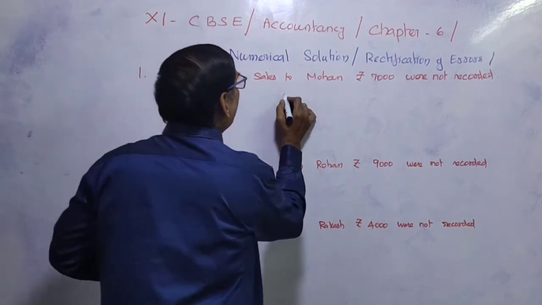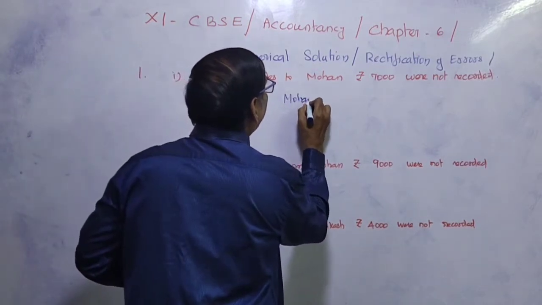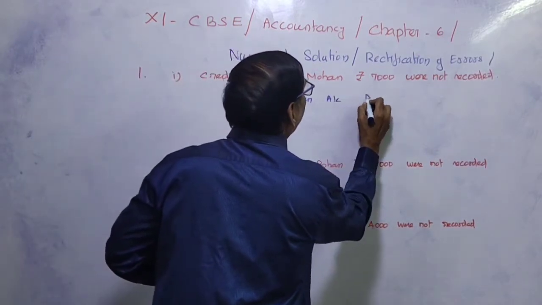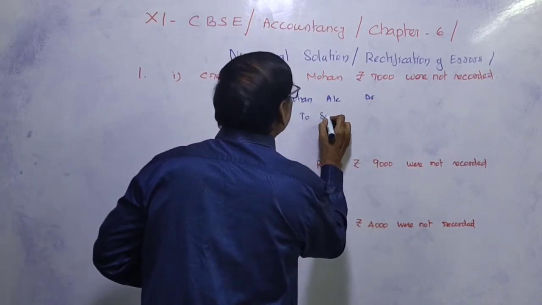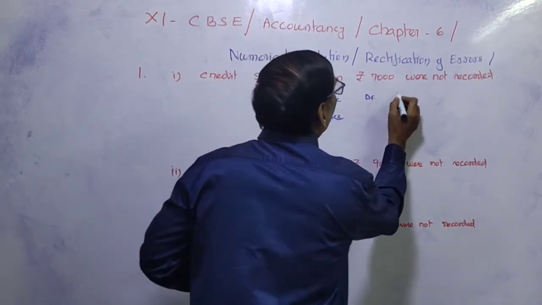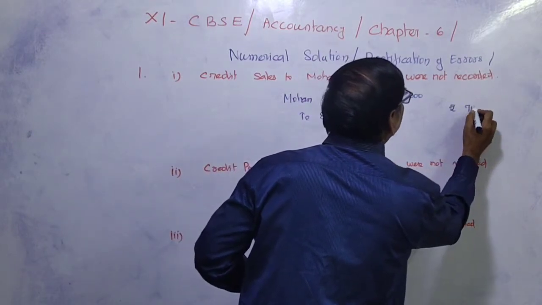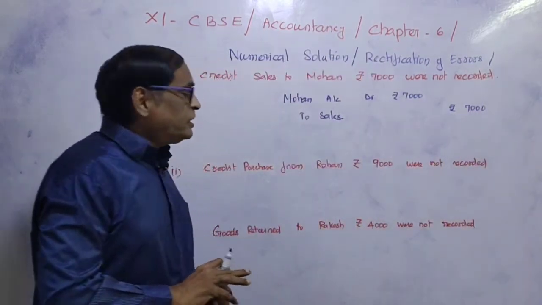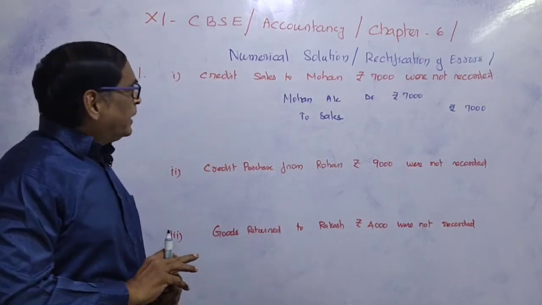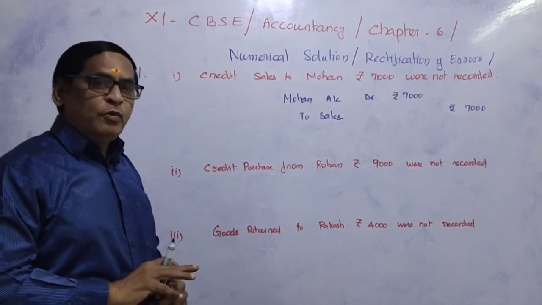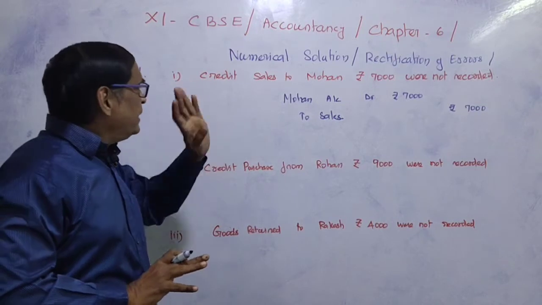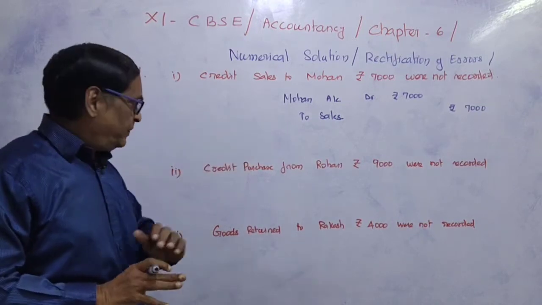Mohan account debit to sales, rupees 7,000. The narration will have to be written like this: the credit sales which were already omitted are now entered. That is the rectification narration.